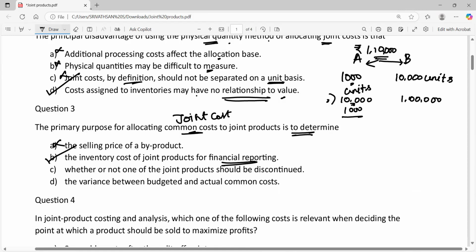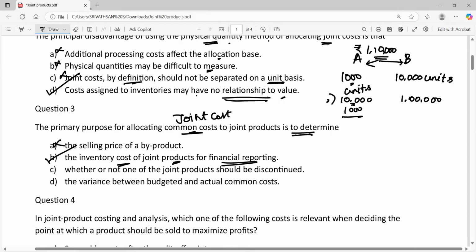What is the purpose of allocating the common cost to the joint products? Here we have 1,10,000, right? That 1,10,000 is allocated between product A and product B. Basically, the joint cost or the common cost is allocated between the joint products. Why are we doing it? It is used for measuring the inventory. It is used for determining the inventory cost of joint products for financial reporting.